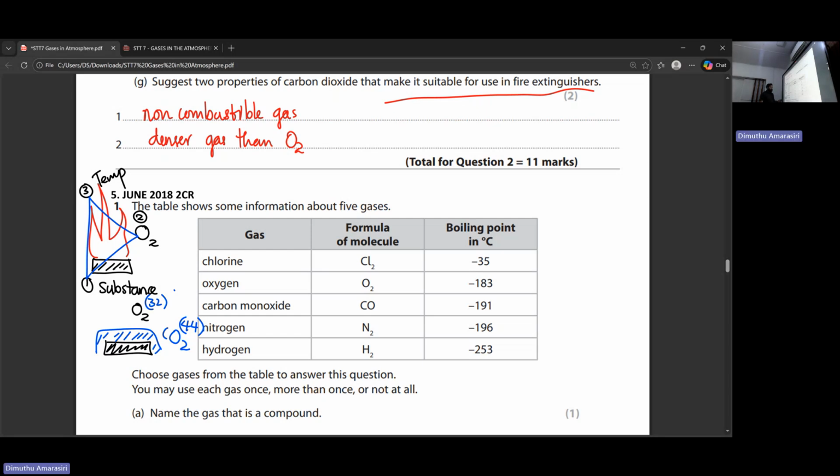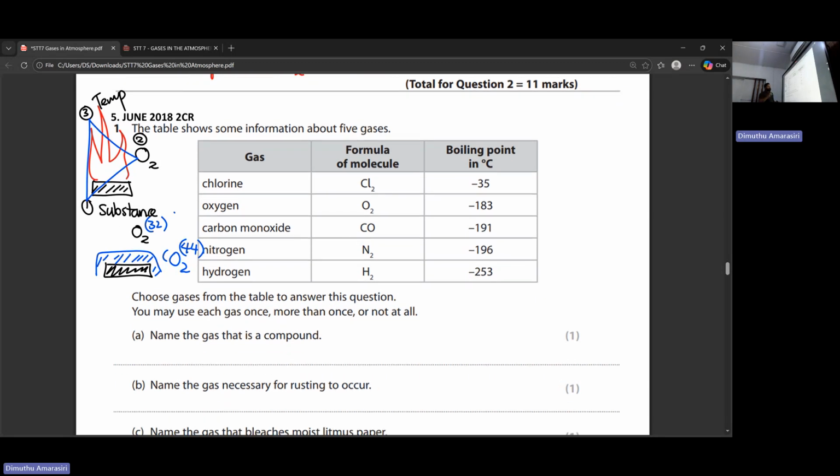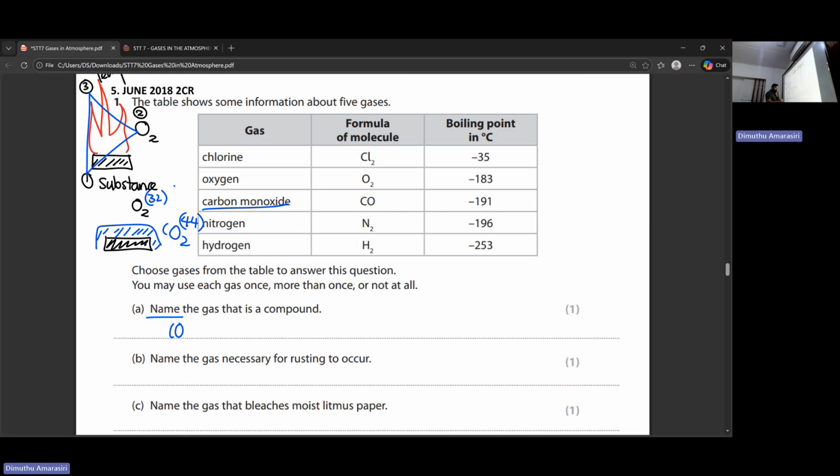Right, okay. So next one. Name the gas that is a compound. Compound means two different atoms chemically bonded, therefore it will be what? Carbon dioxide, but write the name, they ask the name. Name the gas necessary for rusting to occur: oxygen, O2.